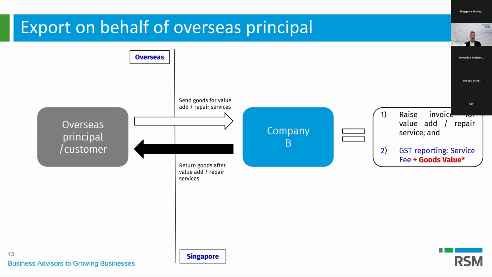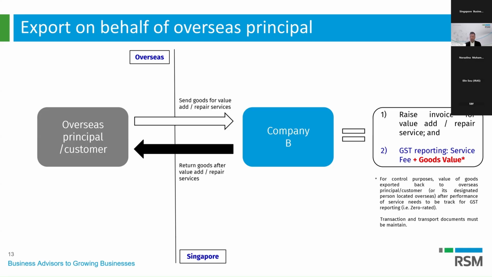Obviously, point one, where we raise the invoice for the value add repair services, most of us are very clear, and we will track it for reporting under box 2, assuming it qualifies as an international service. But do not forget as well, because the overseas principal or customer that you see on screen here sends their goods in for repair value add, you're importing on behalf. And thereafter, you are returning the goods after your value add or repair services. So you need to add the goods value as part of your GST reporting. And that goods value can be either the OMV, the open market value, or if you do not know the open market value, look at the import value that is reflected on the import permit.